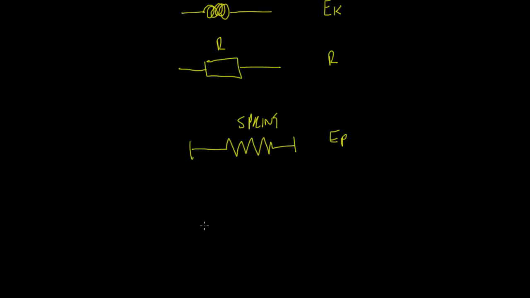And also the inductor. In a mechanical system, the inductor is just going to look like the mass, because the mass is going to provide the inertia, so I'll just call it mass. So mass provides the inertia, and we can link that to the kinetic energy.